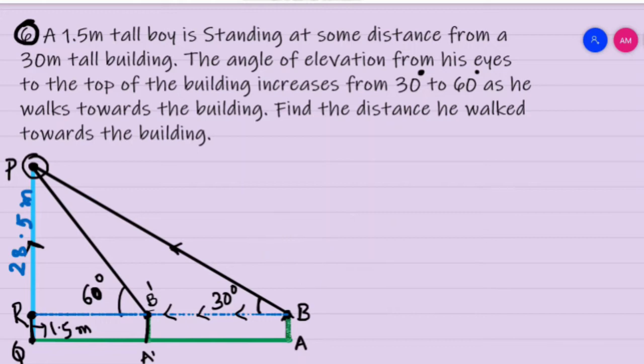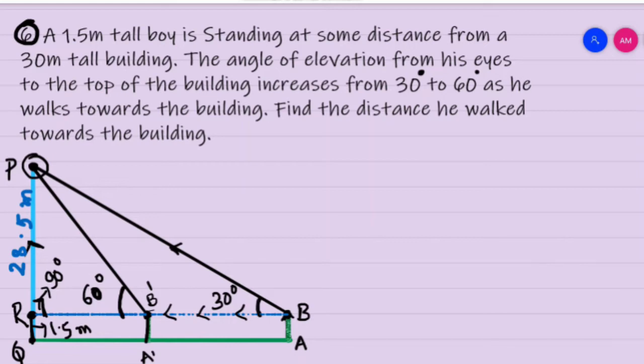Now children, first of all try to identify what you have and what you need. See, this PR and RB are perpendicular to one another and this is 90 degrees. I think there is no confusion here that this is 90 degrees. Okay. This angle B dash is equal to 60 degrees and angle B is 30 degrees.